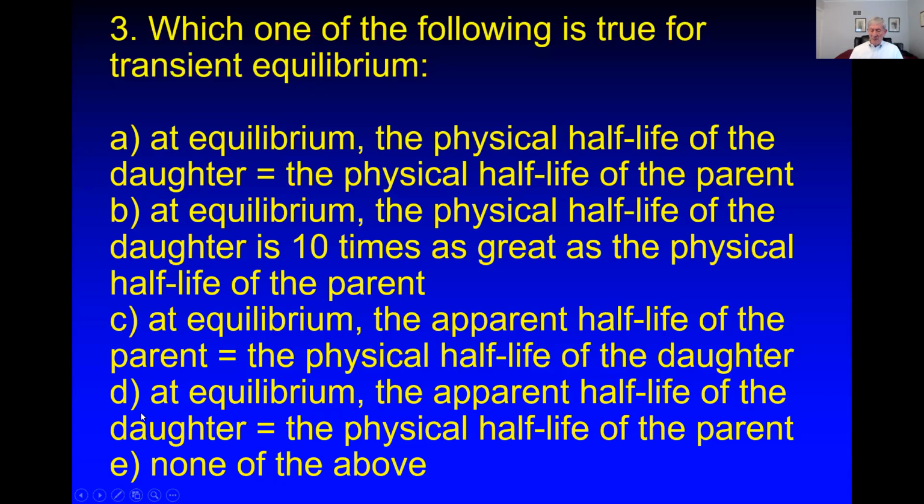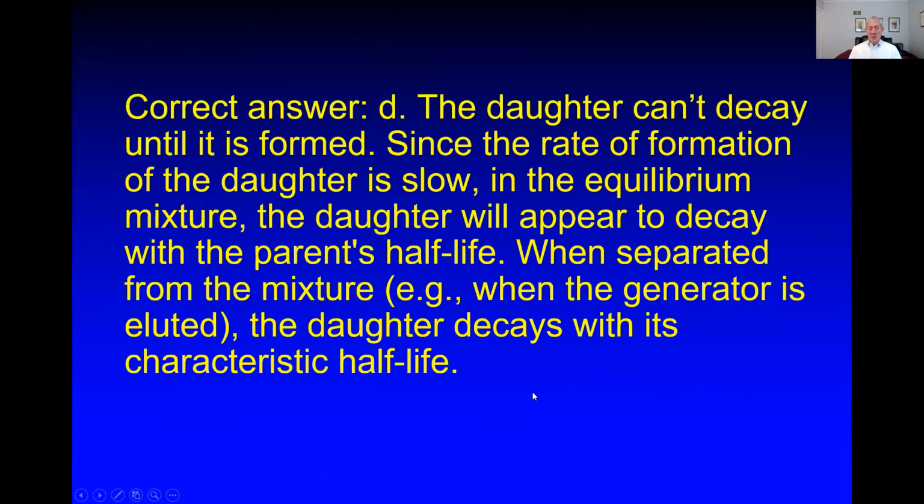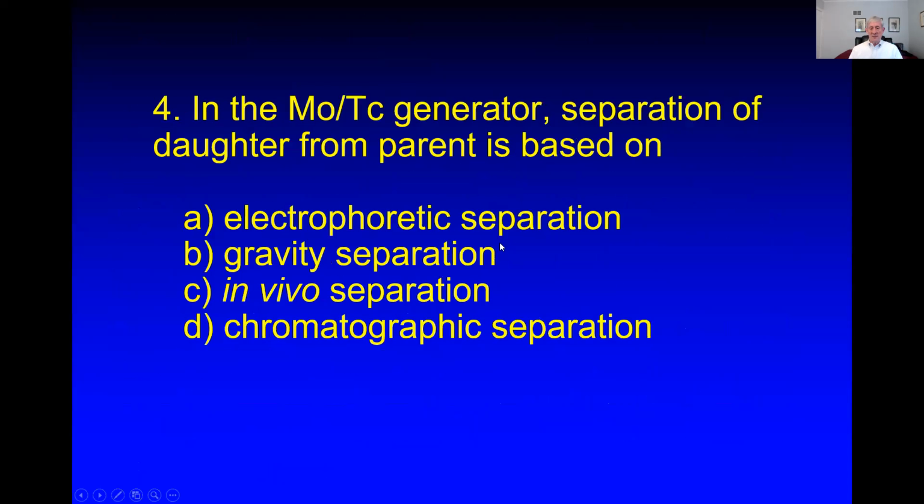The apparent half-life of the daughter. That means that the daughter appears to have a half-life equal to the physical half-life of the parent. We know it doesn't, but in the equilibrium mixture, it appears to. And the reason is that the daughter can't decay until it's formed, and it's being formed very slowly because the half-life of the parent has got to be much longer than that of the daughter. It could be 10 times as much, or it could be 10,000 times as much. So choice D is totally correct. And there's a brief explanation of that.